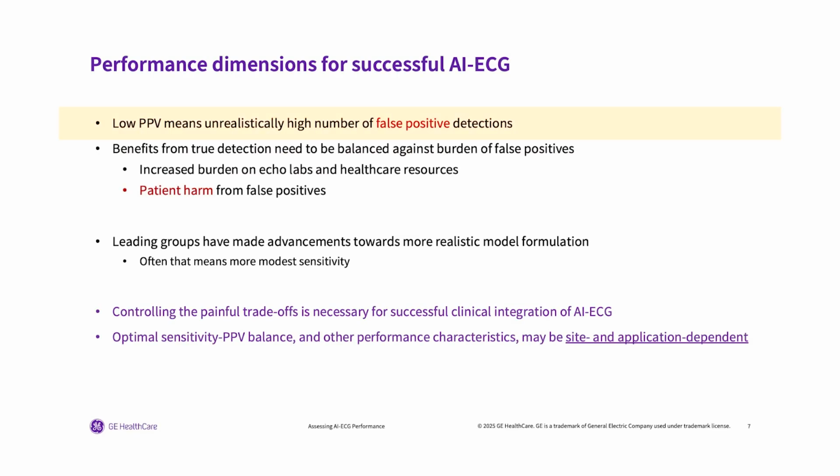So a low positive predictive value means an unrealistically high number of false positive detections. A 5% positive predictive value means 20 false positives for any true detection. So the benefits from a true detection, again, these benefits can be huge for HCM, but they need to be balanced against the burden of these false positive alarms, whether that's increased burden on the echo labs to deal with all these procedures, waste of healthcare resources, even patient harm can result from these false positives.